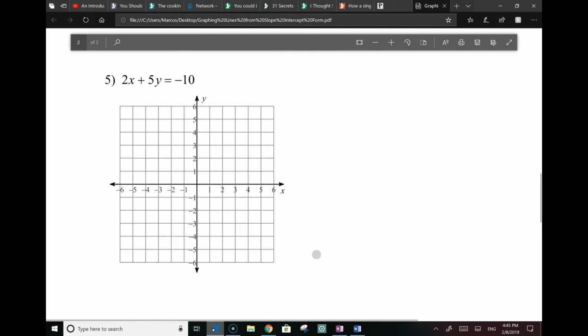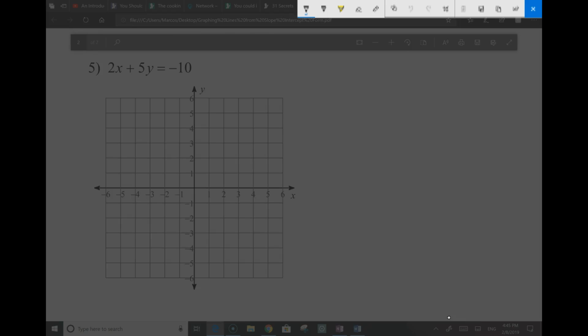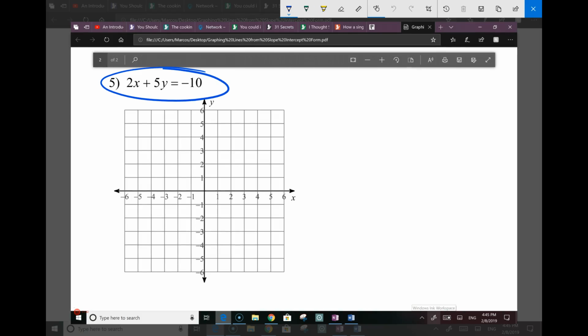Here it is. So as you can see over here, we have an equation that is not in slope-intercept form. And again, I know this because my y is not isolated. So my goal is to get it to become isolated. And so I'm going to pull this entire equation out here. Plus 5y equals negative 10. And I'm going to begin to isolate my y.